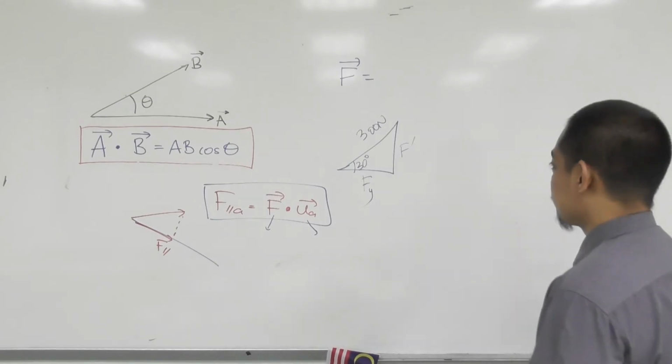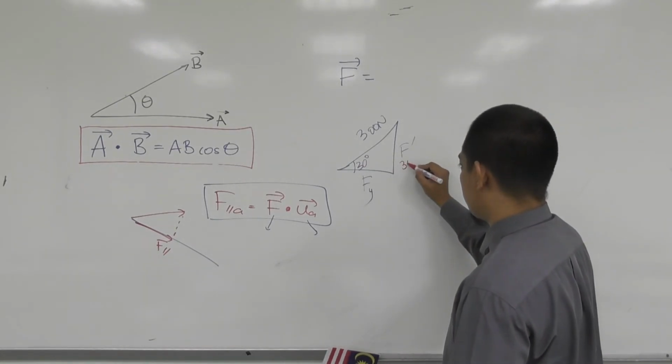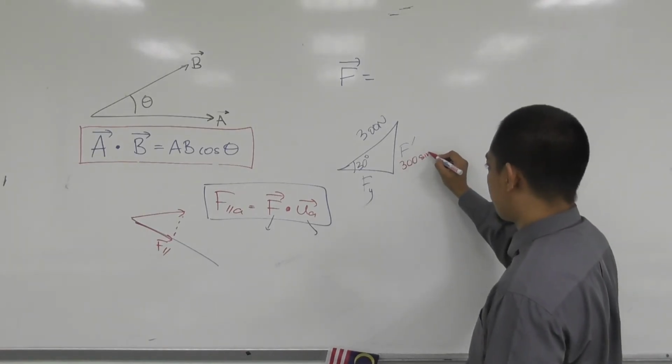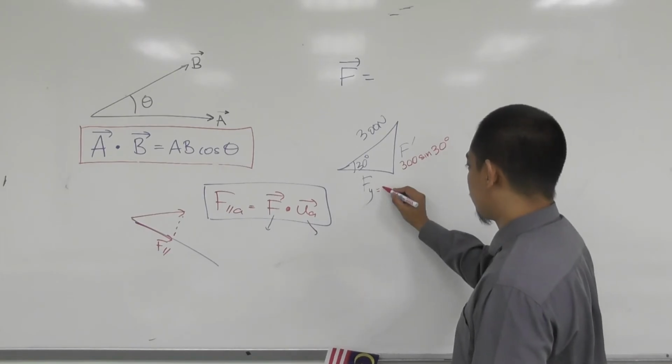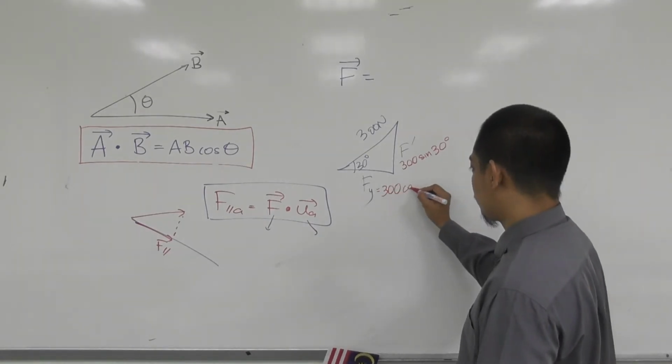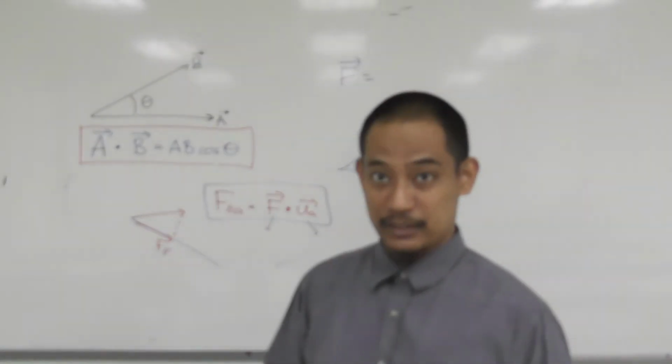So with that, what is F prime based on this 30 degrees? So it's 300 sine 30 degrees, and Fy is 300 cos 30 degrees. Alright, so that's the first triangle.